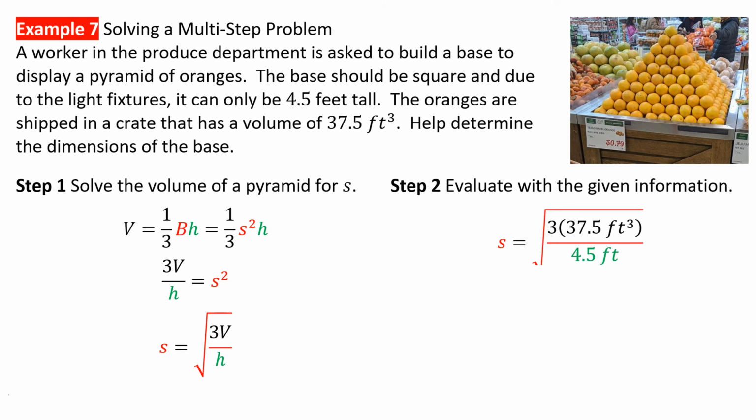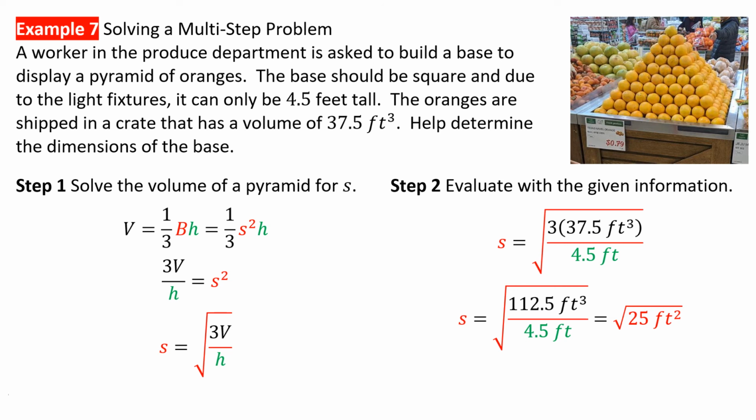The volume is 37.5 cubic feet, and our height is 4.5 feet. It's usually not typical that we would use the feet cubed and the feet within the formula, but I put it there so that we can see how things unfold in just a second. I hope it will make sense. Okay, so just order of operations. Let's multiply 3 times 37.5. Let's divide by 4.5. And when we do that, we can also divide feet cubed by feet.